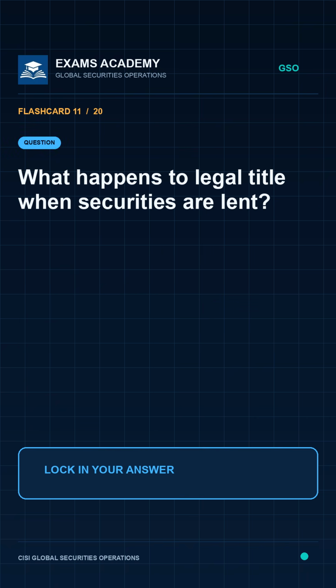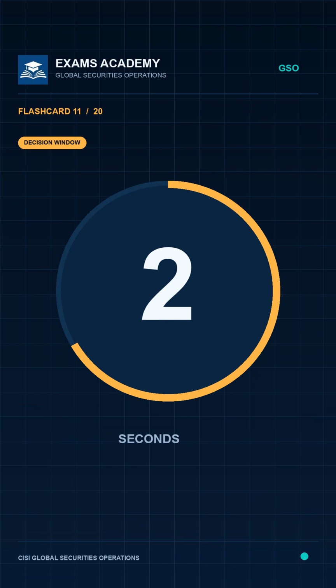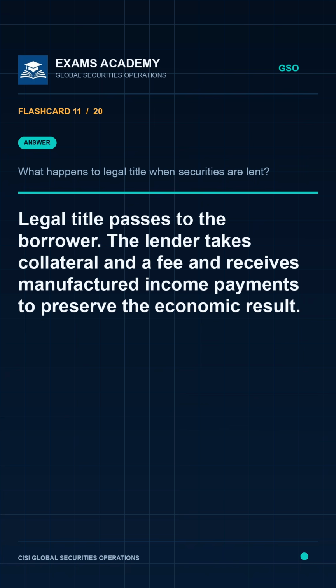Question 11. What happens to legal title when securities are lent? Answer. Legal title passes to the borrower. The lender takes collateral and a fee and receives manufactured income payments to preserve the economic result.